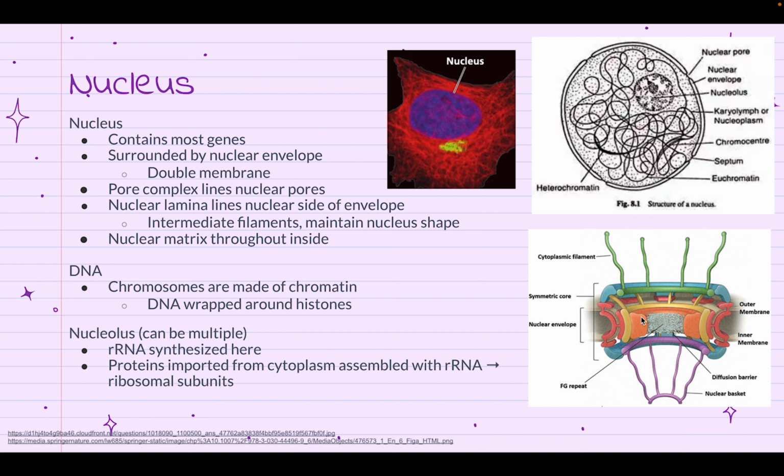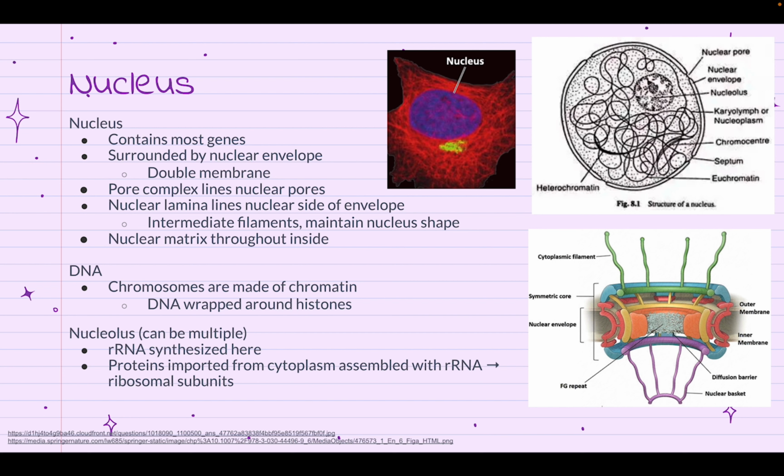You do not need to know this. I just think it's kind of interesting to look at. This picture shows you've got a nuclear pore here, and then you'll have a pore complex like this around it. And then you've got something called the nuclear lamina on the nuclear side of the envelope. So on the side facing the inside, it's made out of intermediate filaments, and its job is to maintain the nucleus's shape.